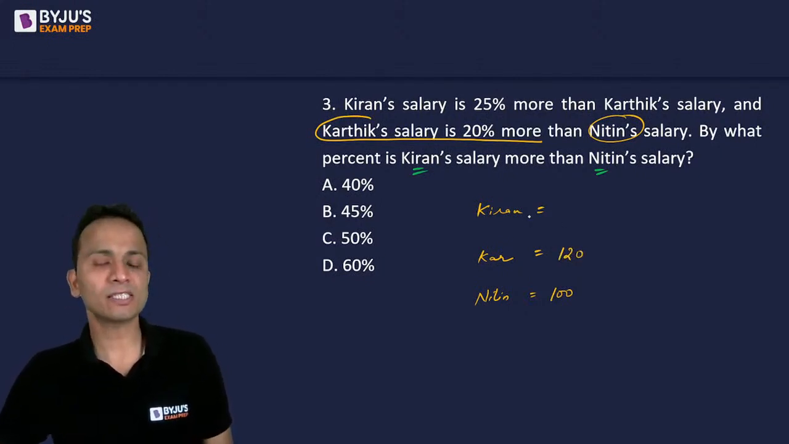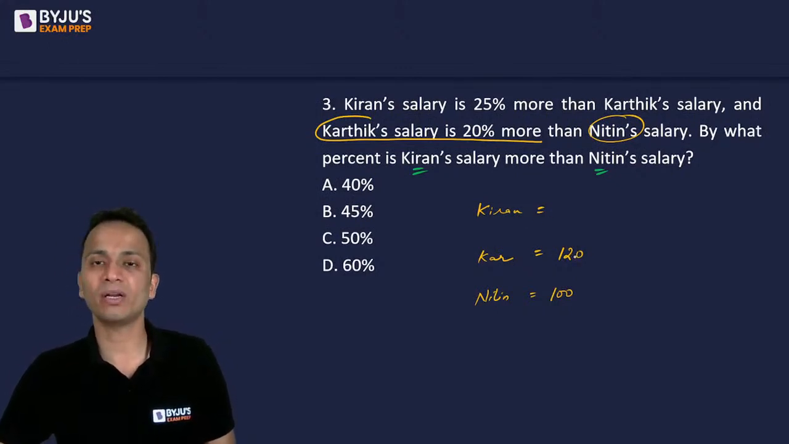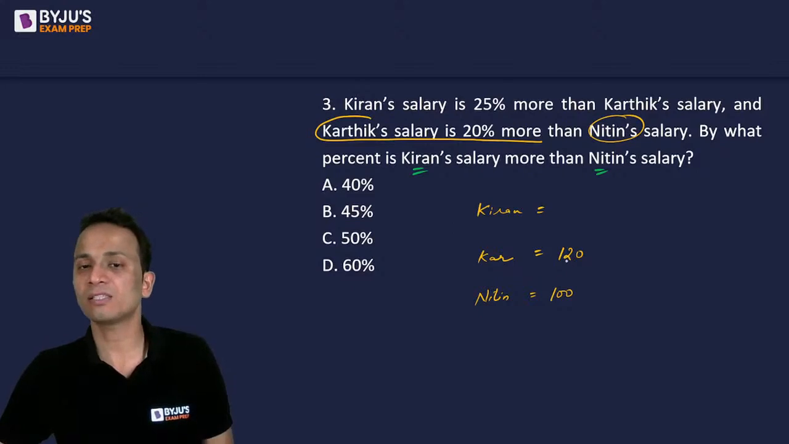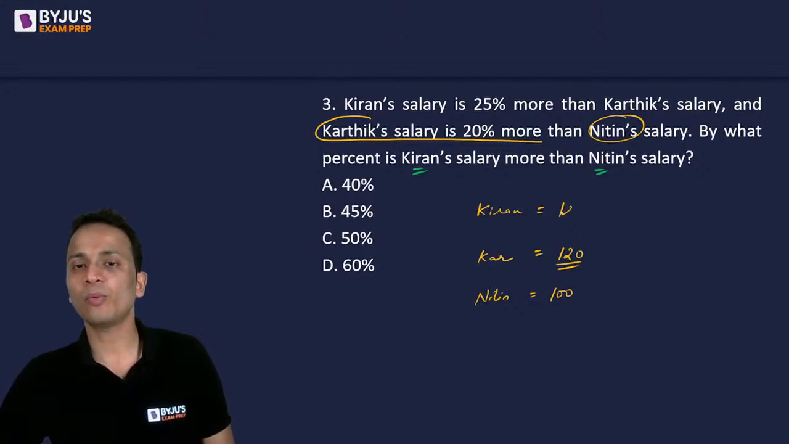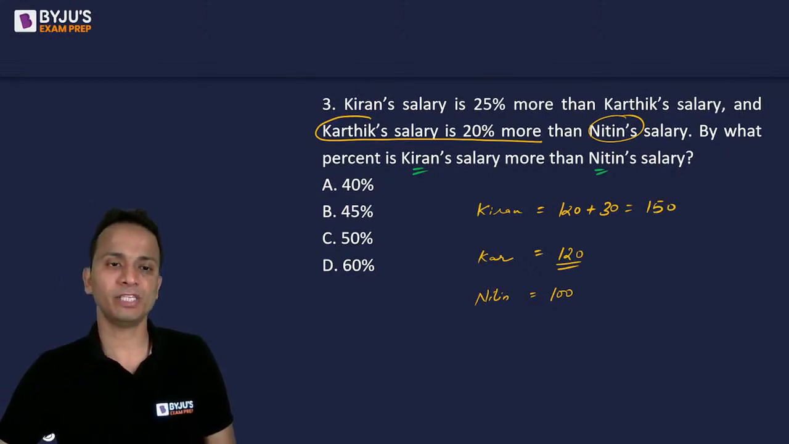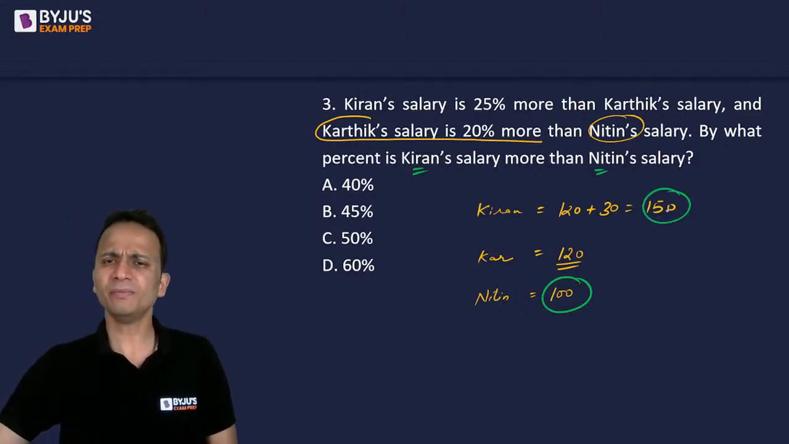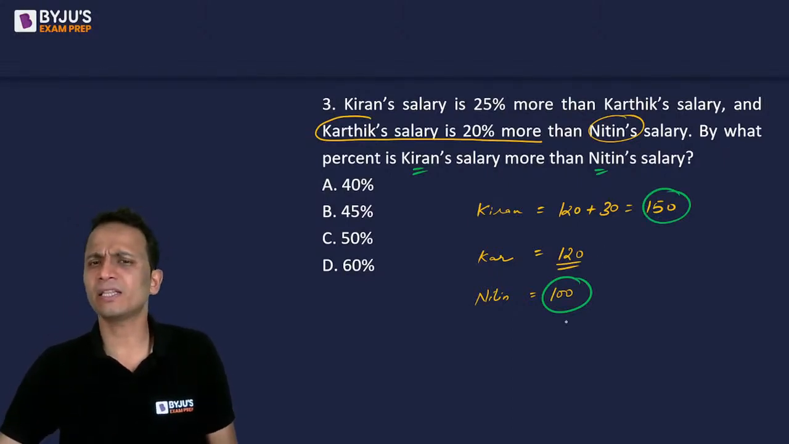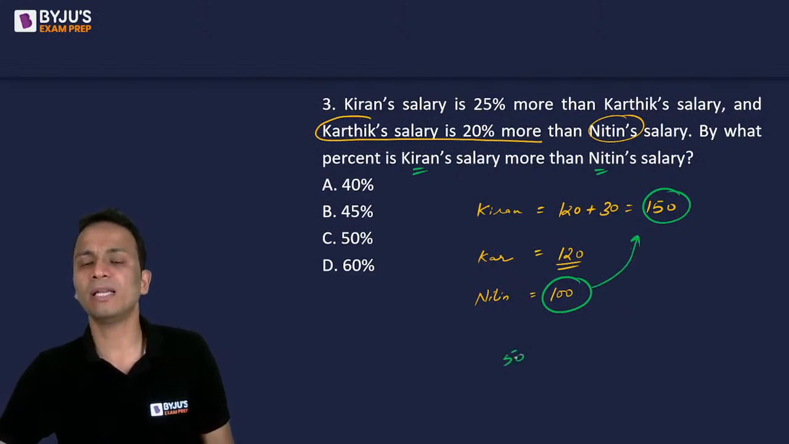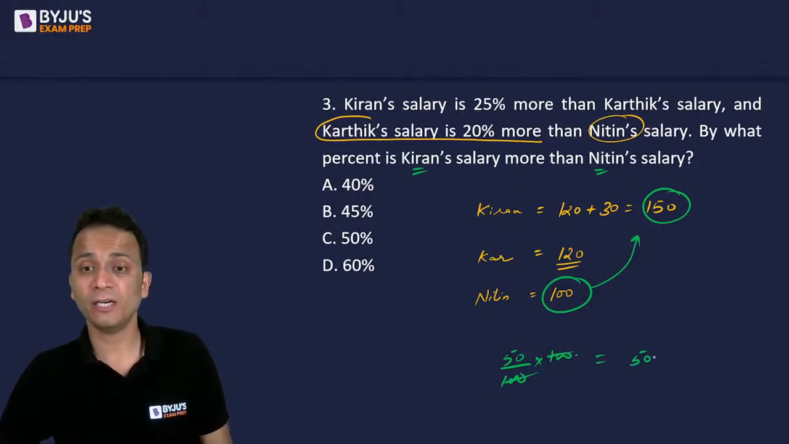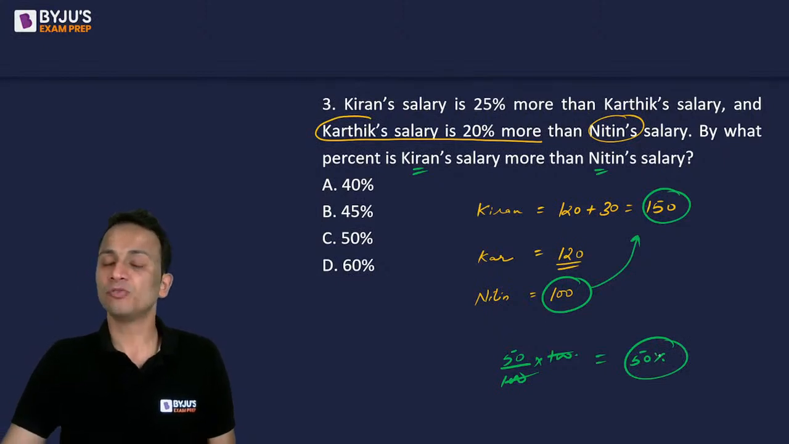Right? Further, Kiran's salary is 25% more than Karthik's salary. Karthik's salary is 120. So I will increase 120 by 25%. So what is 25% of 120? It is 30. So Kiran's salary will be 150. Right? Now Nitin's salary is 100 and Kiran's salary is 150. Now by what percentage is Kiran's salary more than Nitin's salary? So it is 50 more than that of Nitin's salary. So in percentages, it will come out to be 50 percentage.